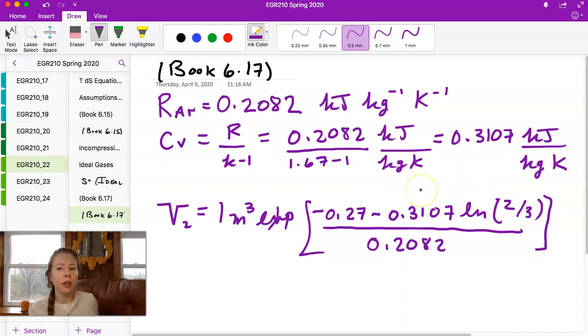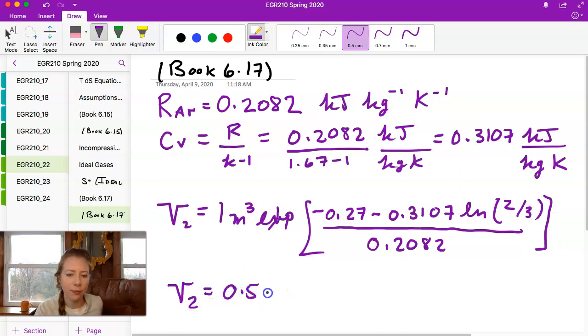So you should always check that anything you're raising something to the power of should always be dimensionless. So that's a good check. So this is a dimensionless quantity. And so we end up with our final volume is going to be half a cubic meter.